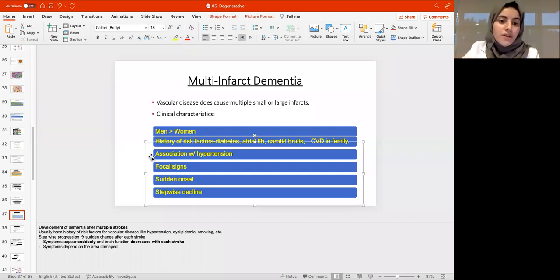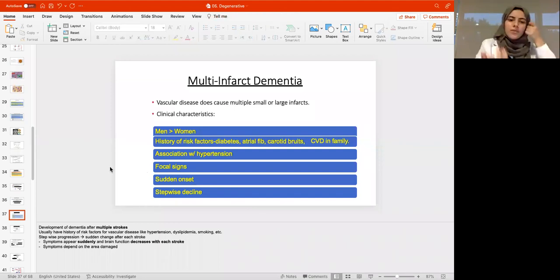It happens more in men than women, because men usually, if I'm not mistaken, are more predisposed to hyperlipidemia and diabetes. It's associated, as I mentioned, with hypertension. Usually they have a history of atrial fibrillation, for example. Why do you think atrial fibrillation is linked to multi-infarct dementia? How can atrial fibrillation be a risk factor or predispose them to it? This is more of a CDS question. It's important because it will keep coming up.